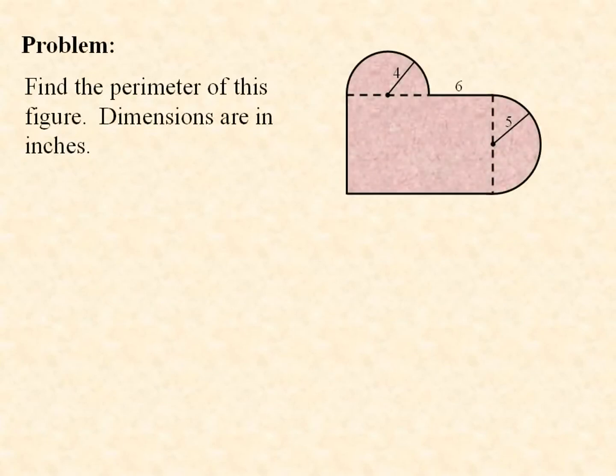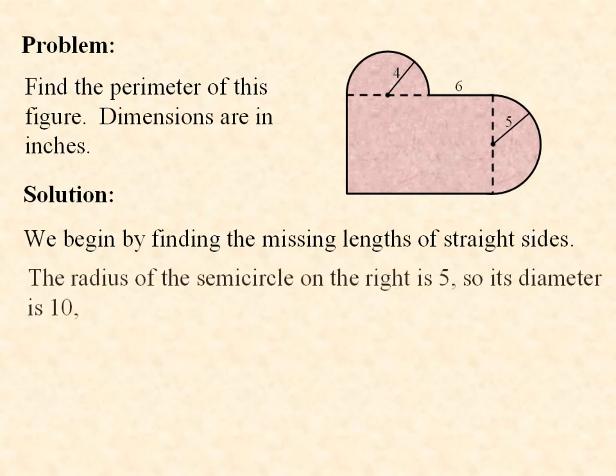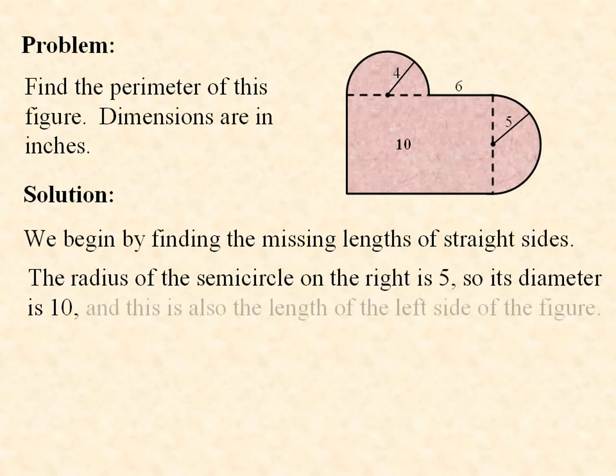One last problem. Find the perimeter of this figure. Dimensions are in inches. We begin by finding the missing lengths of straight sides. The radius of the semicircle on the right is 5, so its diameter is 10, and this is also the length of the left side of the figure.